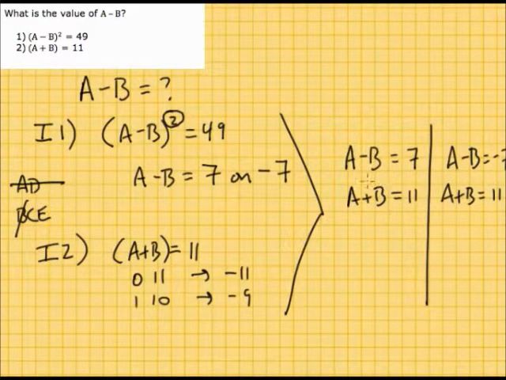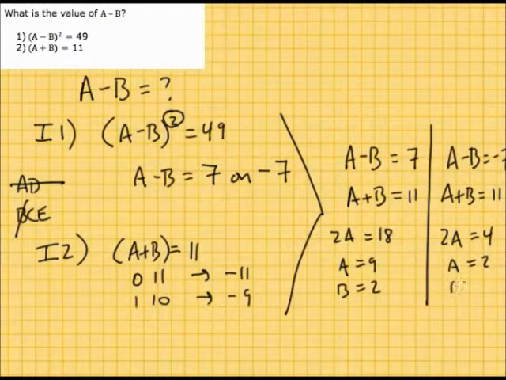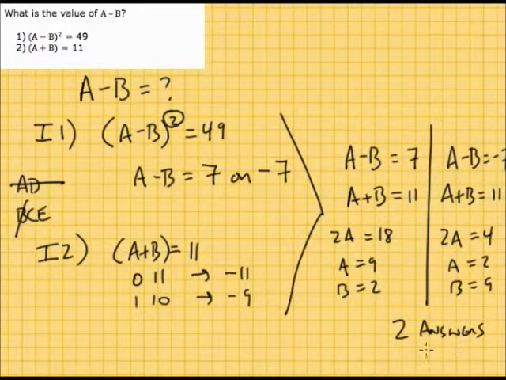In this first scenario, you'd have 2A is equal to 18. So A would equal 9 and B would equal 2. The answer to the question, A minus B, would be 7. But in this situation over here, you'd have 2A equals 4. So A would be 2 and B would be 9. So in that case, A minus B is -7. You've got 2 different answers. And when you've got 2 different answers, that's insufficient. So your final answer is going to be E.